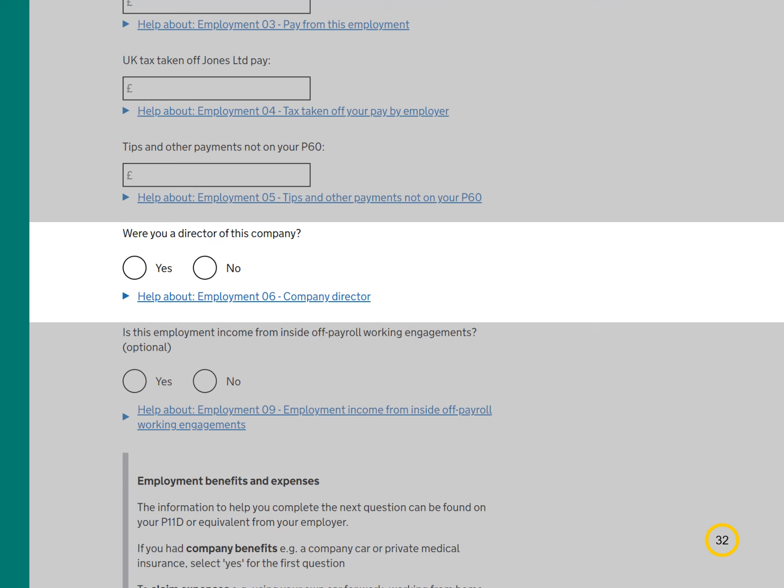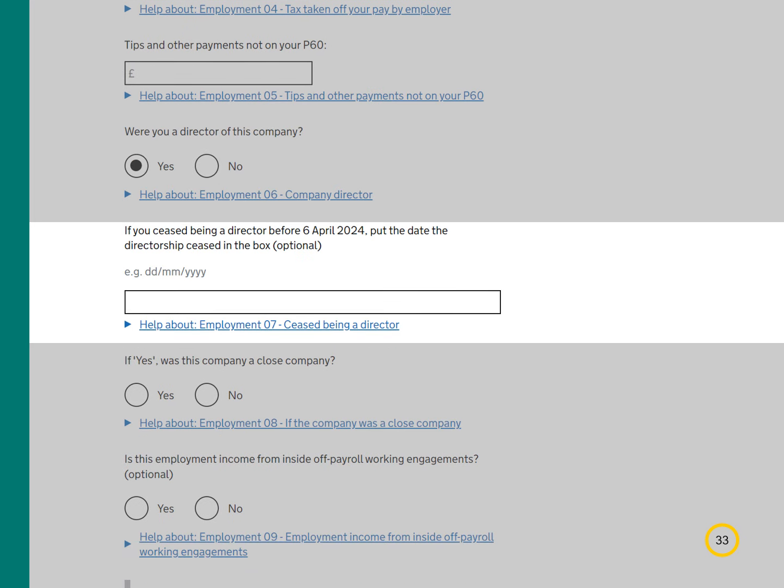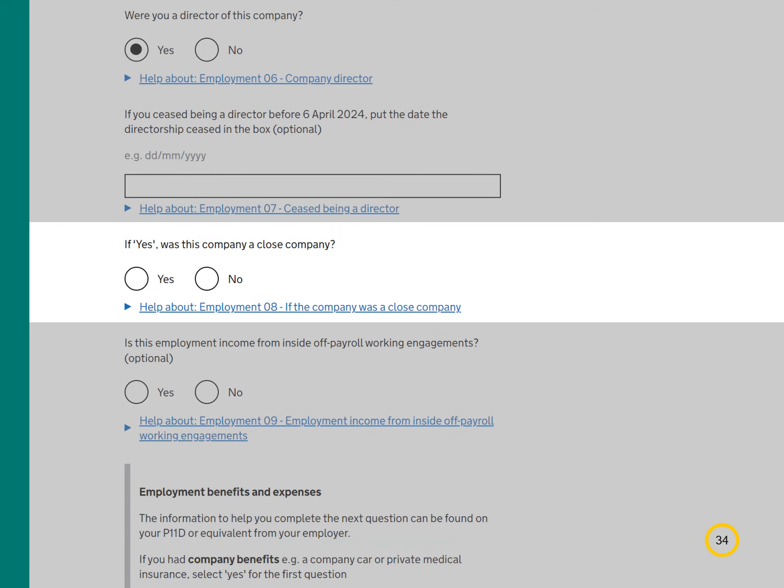If you were a director of this company, you need to answer yes to this question. Otherwise, answer no. If you answer yes, we'll ask two further questions. The first question asks you to tell us the date you stopped being a director, if it was before the 6th of April 2024. If you've not stopped being a director, leave this blank. The second question asks if the company was a close company. If you're not sure what this means, the Help About link gives a broad description of what a close company is.